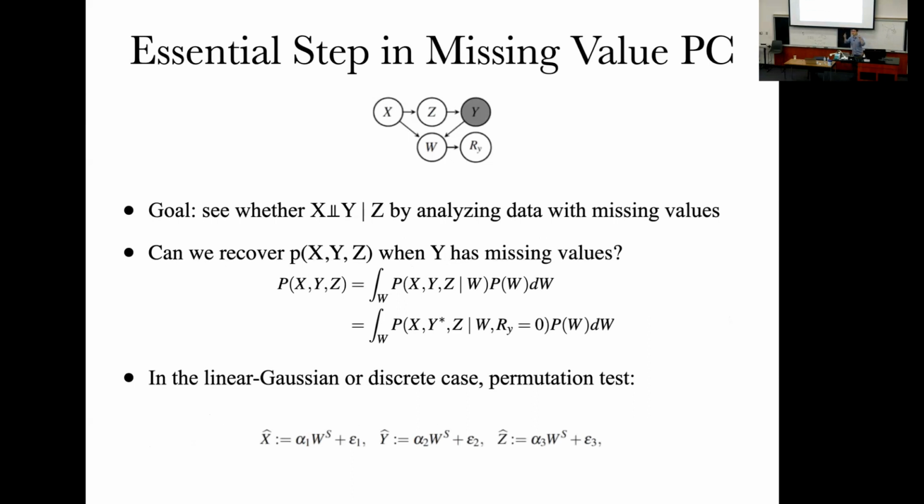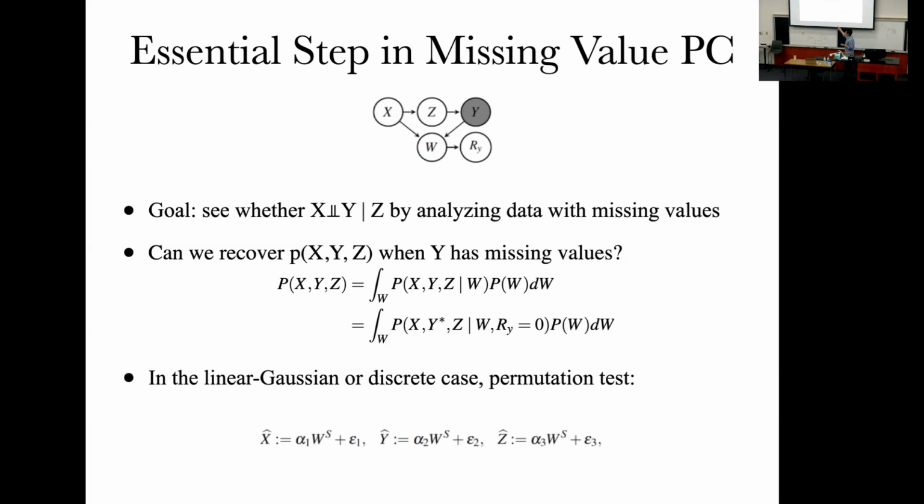So you can recover the joint probability distribution in the original data by making use of the data set with missing entries, if this is the case. Okay, why can we do so? It's because Ry is conditionally independent of X, Y, Z given W. That's why we can introduce W here, and then we can remove W with marginalization. You can recover the joint distribution. If you have a joint distribution, you can see whether X, Y are independent given Z. In this case, yes, X and Y are independent given Z. You know, there is no edge in between, right? So in theory, you can do it.